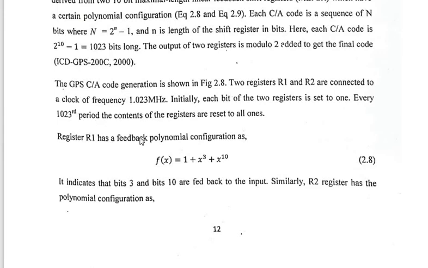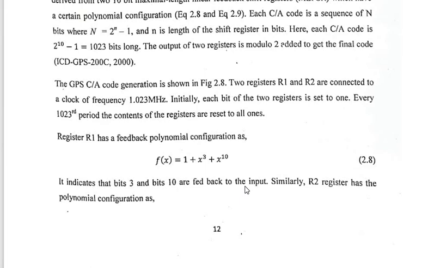The R1 has a feedback polynomial configuration of f(x) = 1 + x^3 + x^10. This is the polynomial equation for your first register R1. It indicates that bits 3 and 10 are fed back to the input. So the polynomial f(x) = 1 + x^3 + x^10 means that bits 3 and 10 are fed back to the input. They don't go directly to the output, they are fed back to the input.